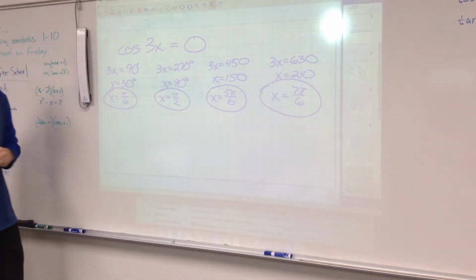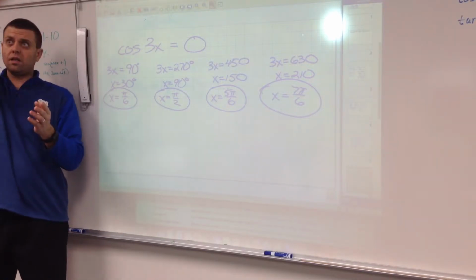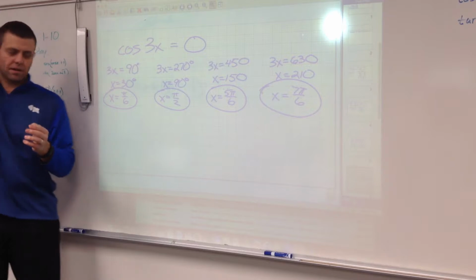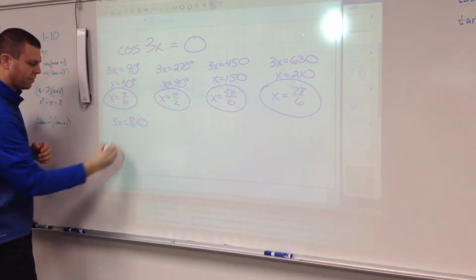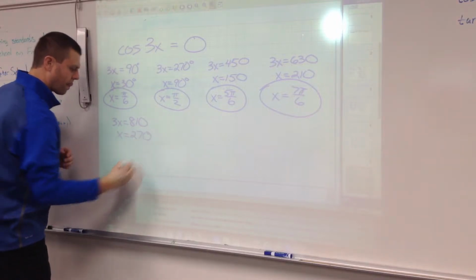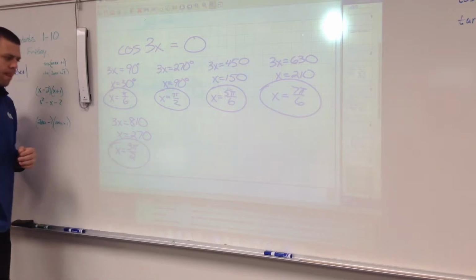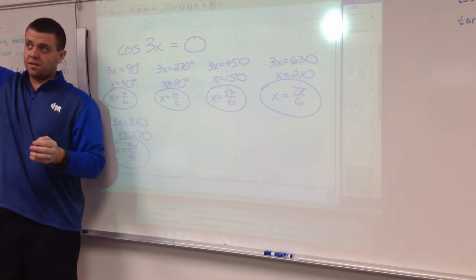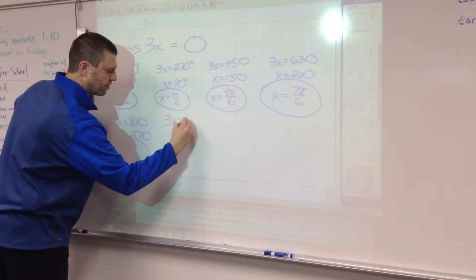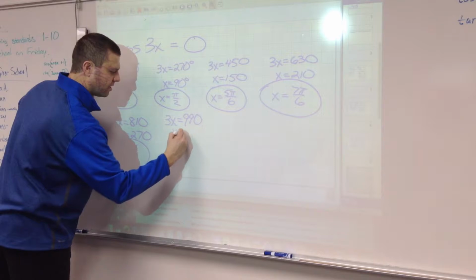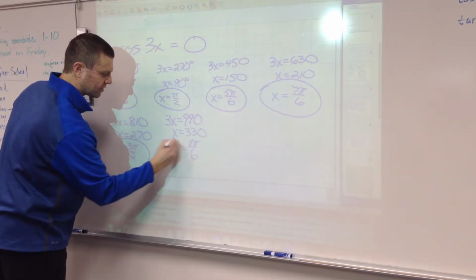Let's keep going. So I went all the way around once. That's 720. Up here would be 810, right? Yep. Divide by 3 and I get 270. That would be 3 pi over 2. We got to 810, 900, 990. So 3x equals 990. X equals 330, which is 11 pi over 6.